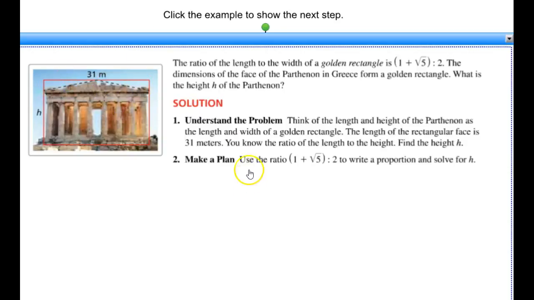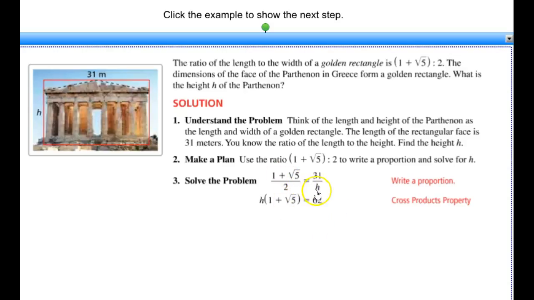Well, first of all, I have to use this ratio that I was given. And when we're using ratios, I can set them up as fractions. So I have 1 plus the square root of 5 over 2, right? So I've got length to width equals length to width right here. Okay, so I write my proportions, and then I can cross multiply. So I've got h times this quantity, and then 62, so 2 times 31. Then I can divide each side by that 1 plus the square root of 5.